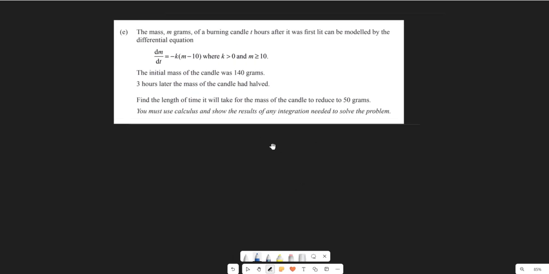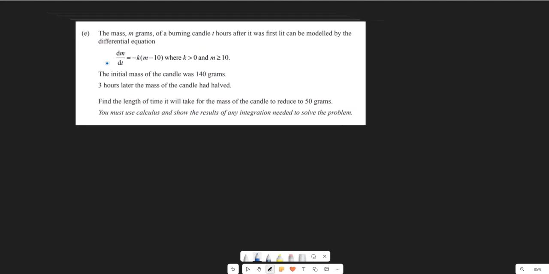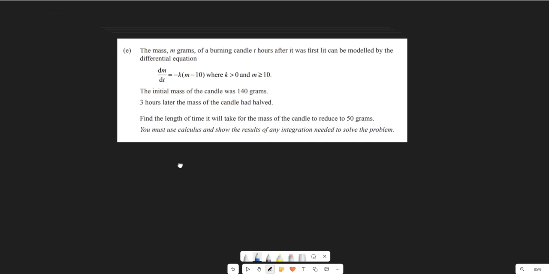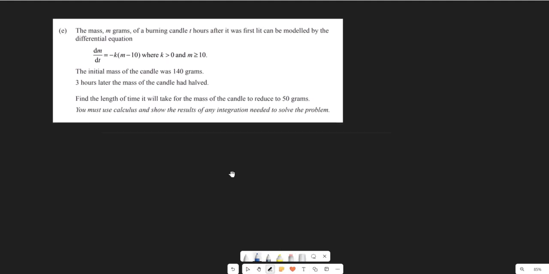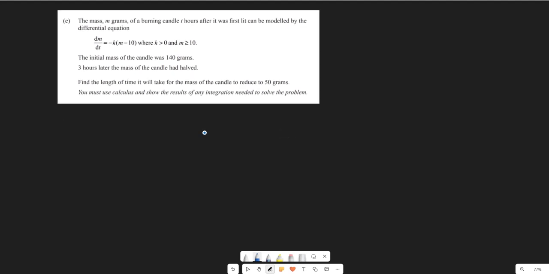So this is from the 2018 integration paper, and this one is to do with the mass of a burning candle. So the mass m grams of a burning candle T hours after it was first lit can be modeled by this differential equation, right?